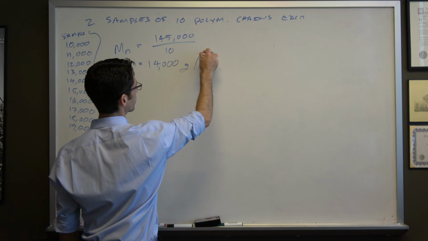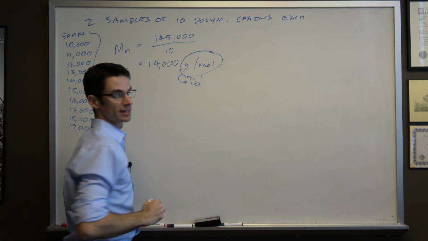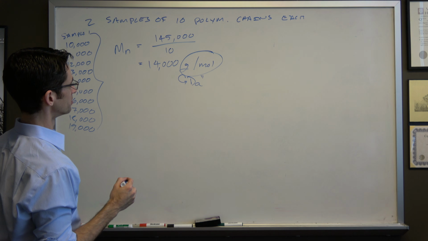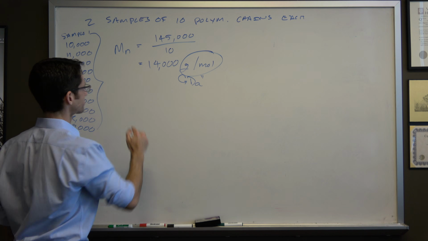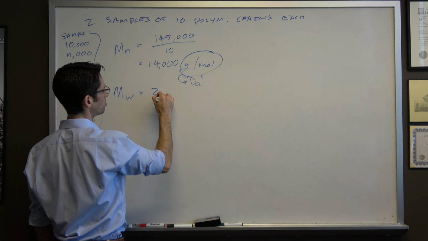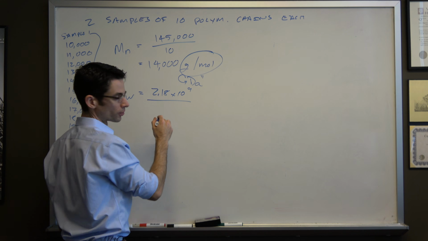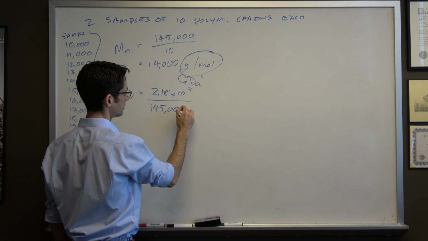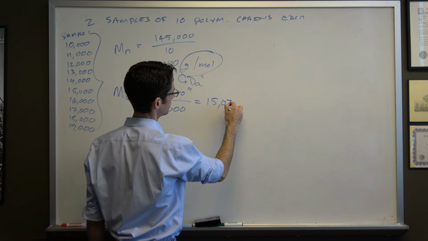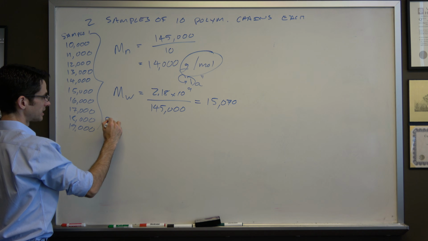Grams per mole, or sometimes in polymer science, grams per mole is called the Dalton, Da, the least popular of the James Bond actors. And M sub W is 2.18 times 10 to the 9 over 145,000, or 15,070. Now I'm going to define something called the polydispersity index.